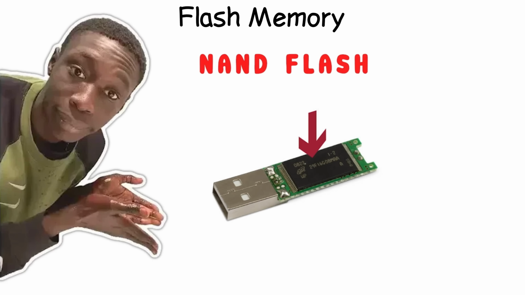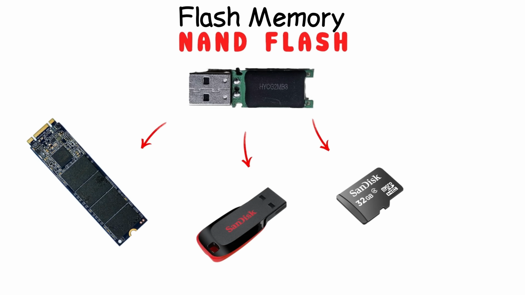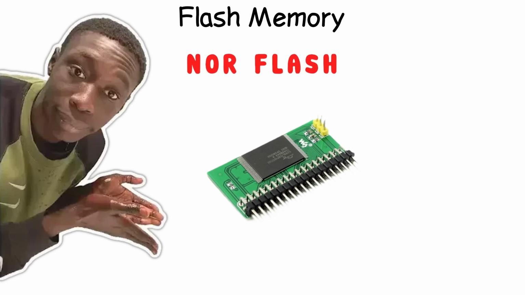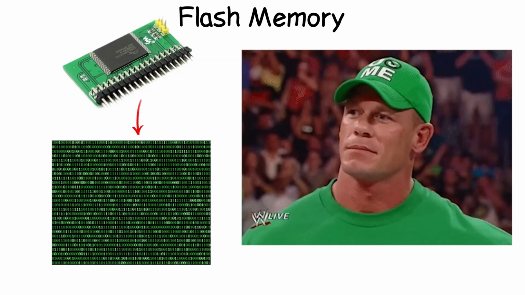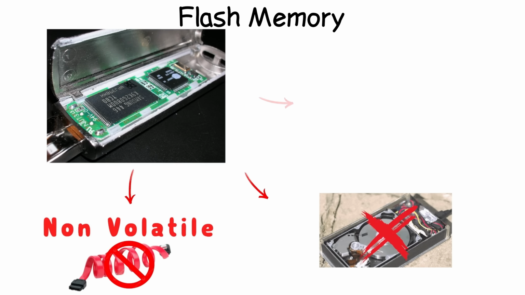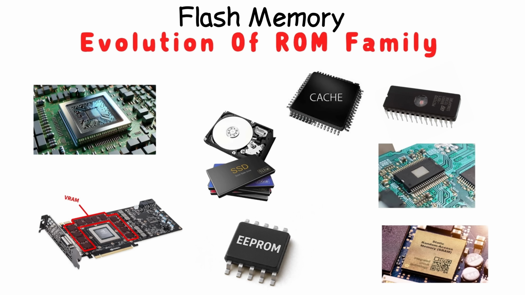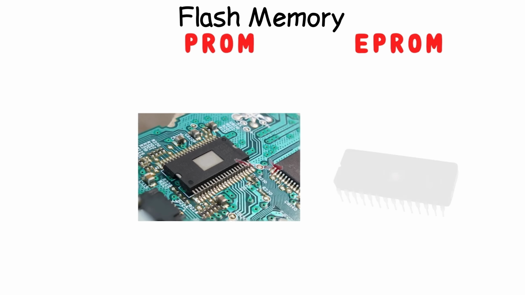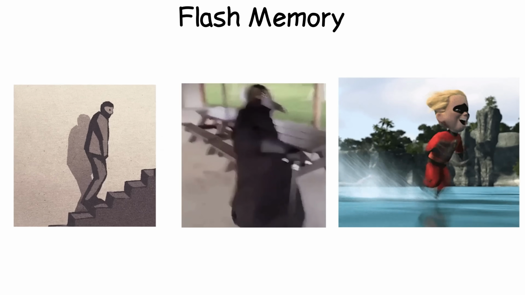NAND flash is the most common, used in SSDs, USB drives, SD cards, and phones. NOR flash is mostly used for firmware because it allows code to run directly from the chip. Flash is non-volatile, has no moving parts, and is more durable than traditional hard drives. The full ROM family evolution goes ROM to PROM, to EPROM, to EEPROM, to flash, each step making it easier and faster to erase and rewrite data.